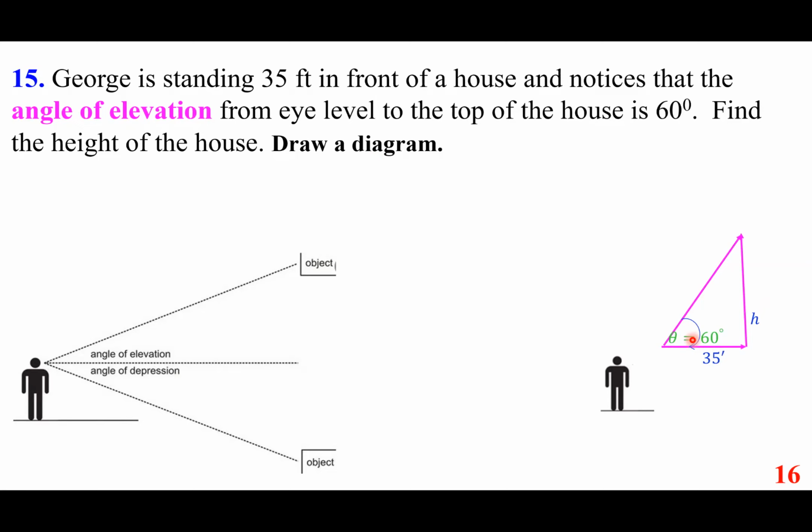Right now, I hope everybody can see the tan of 60 degrees is the opposite, h, over the adjacent, 35. And so h is the product of tan of 60 and 35. And tan of 60 is square root of 3, and it becomes 60.62 feet, almost 61 feet. So it's a very simple process if we do this right.